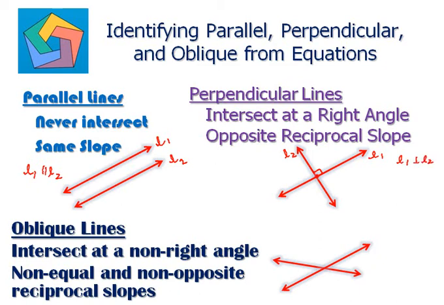Now suppose the slope of line L1 is M1 and slope of line L2 is M2. Here we say M1 is equal to M2, and here we say M1 is equal to minus 1 by M2, or we can say M2 is equal to minus 1 by M1, or we can also say M1 times M2 is equal to minus 1.